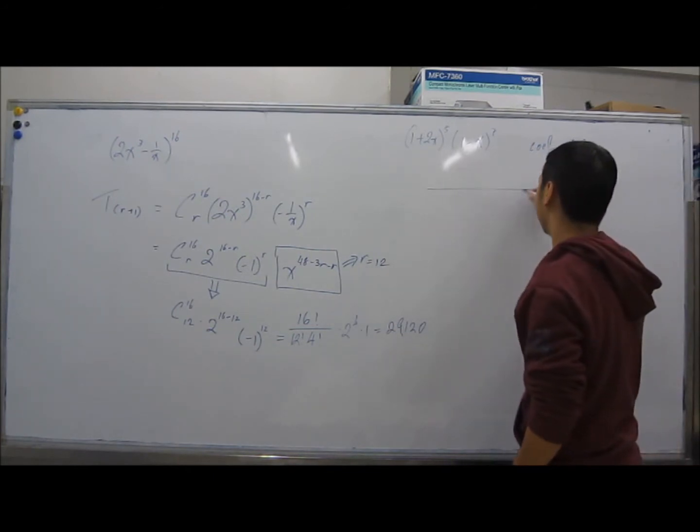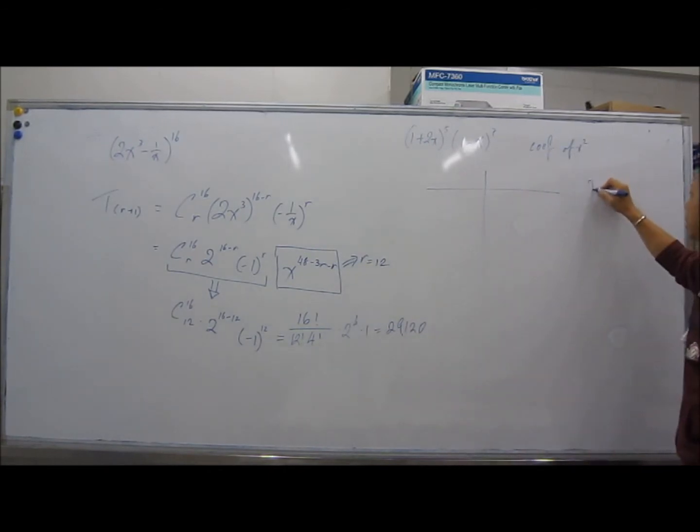We will say that for x², it will be what? It will be three things. x² times 1. Another way, x² equals x times x. And the third part, x² equals a constant times x².